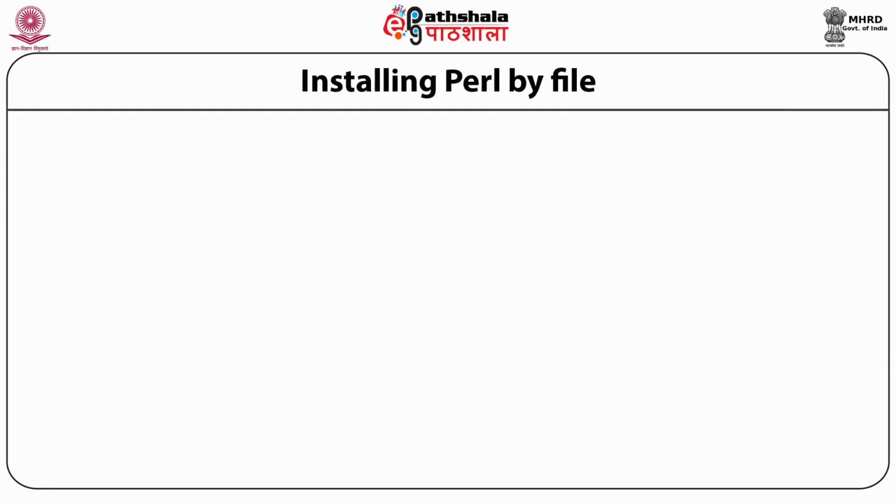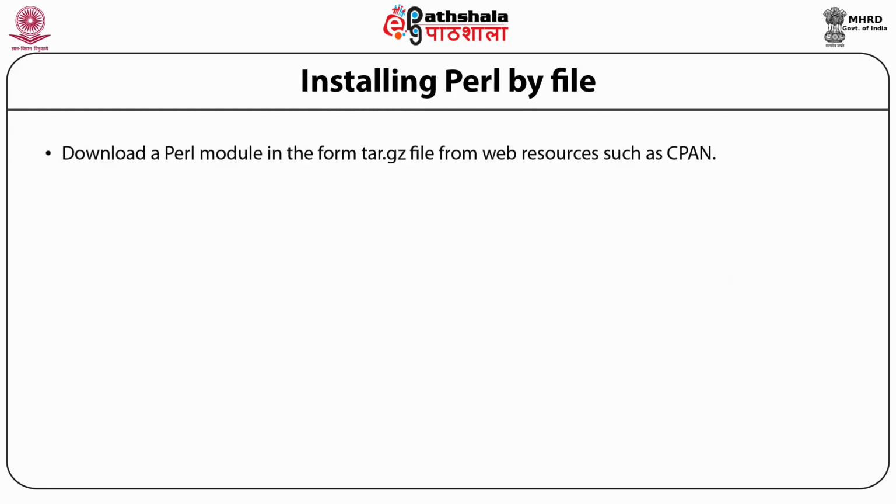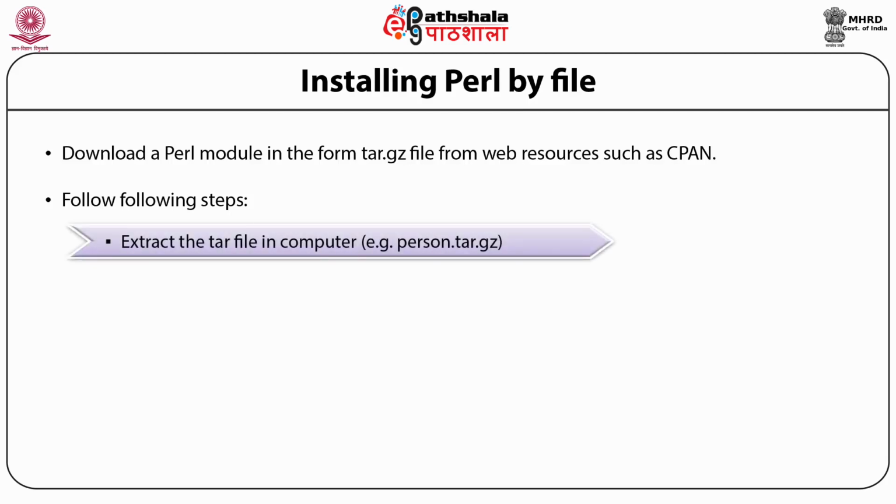To install a Perl module by a downloaded file, first we need to download the Perl module from web resources such as CPAN, the Comprehensive Perl Archive Network, where Perl modules are deposited in the form of tar files. To install the Perl module, we need to first extract the tar file on the computer and go to the module folder by using the Windows command cd.